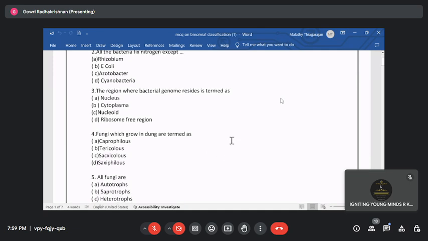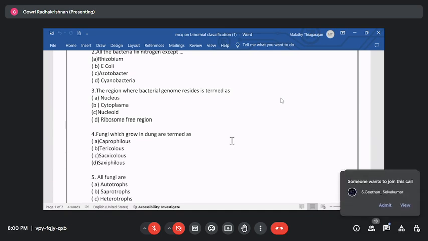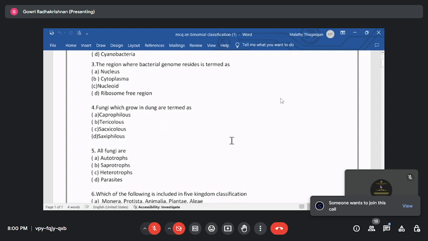Anybody can tell me what is Rhizobium? How does Rhizobium help? Rhizobium is found in the roots of leguminous plants as nodules. They help fix nitrogen. Very good. What kind of plants? Leguminous plants, ma'am. Okay, very good. The region where the bacterial genome resides is termed as? Nucleoid, ma'am. Yes.